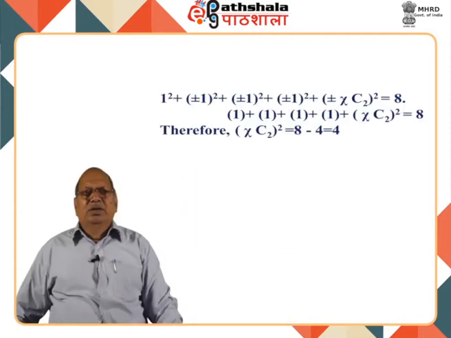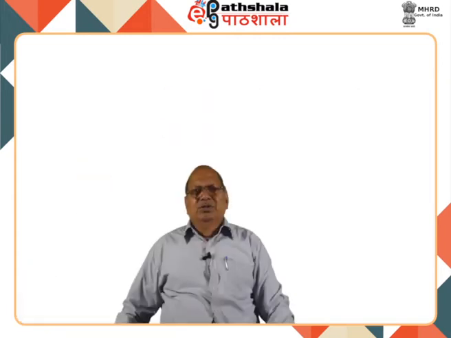1 square plus plus minus 1 square plus plus minus 1 square plus plus minus 1 square plus plus minus chi C2 square, that is 8. And this is 1 plus 1 plus 1 plus 1 plus chi C2 square is equal to 8. Therefore, chi C2 square is 8 minus 4, which is equal to 4. Thus, this is possible only when chi C2 in tau 5 is plus or minus 2.